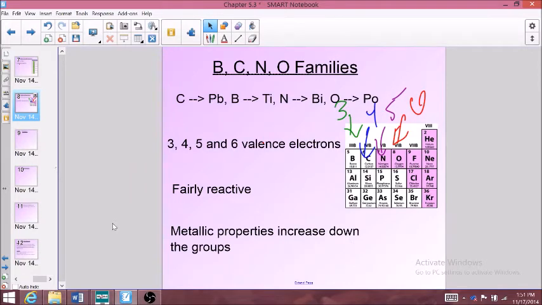So while we have boron quickly followed by aluminum, which has very metallic properties, as we move over to the oxygen group, as we go down, we have to move farther down to find more metallic properties. But as we move down the groups, they become less nonmetallic and more metallic.